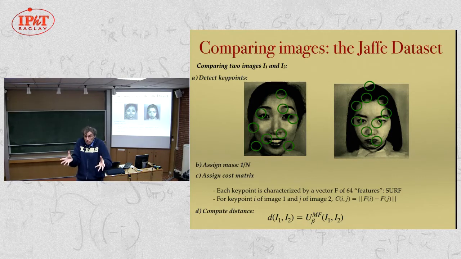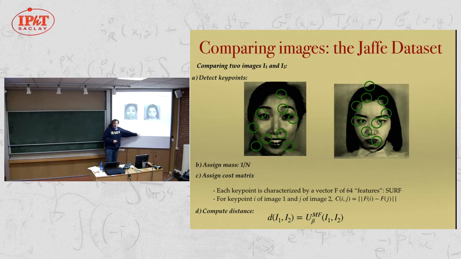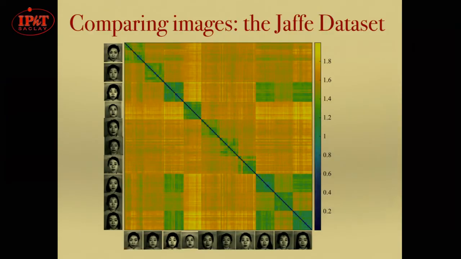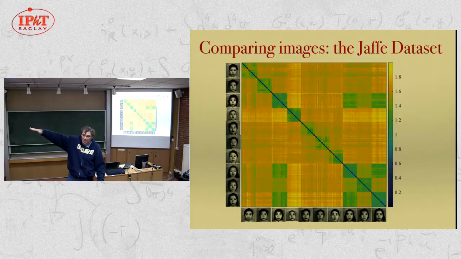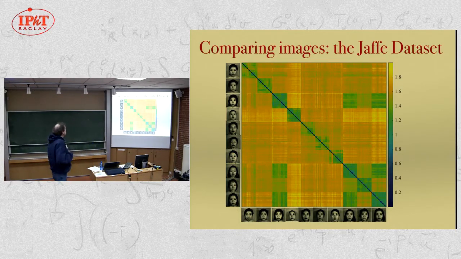You put a mass of 1 over the number of points for each point, and you can compute a distance between two images based on the mean field distance that I described before. This is the matrix of comparing all 213 images with the 213 images. And what do you observe?